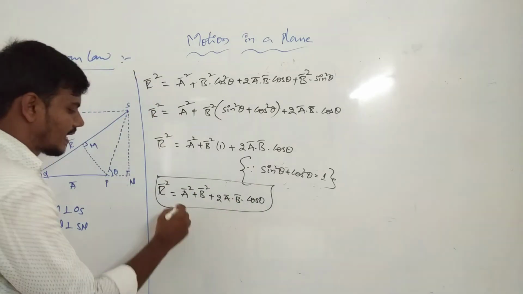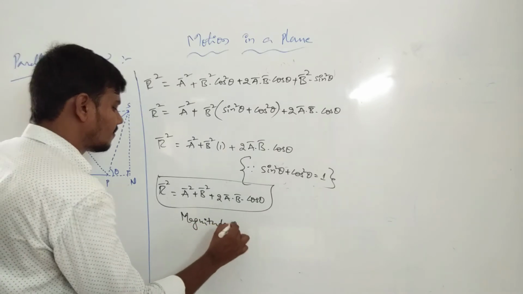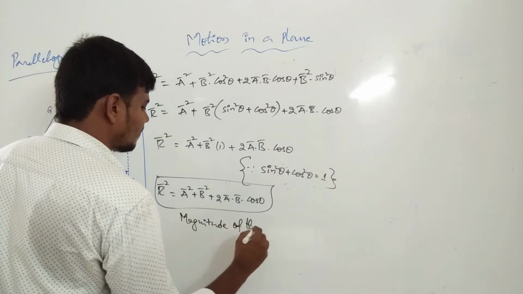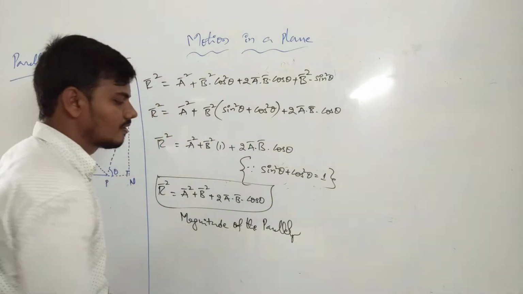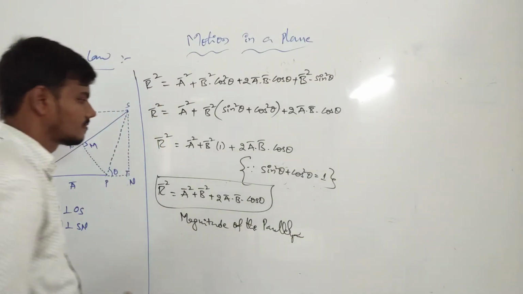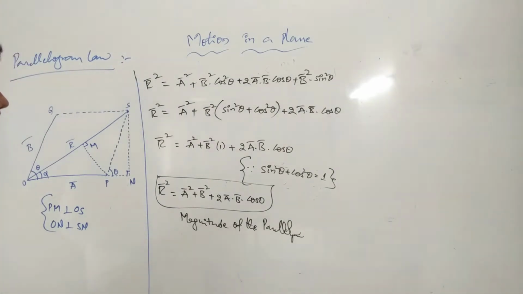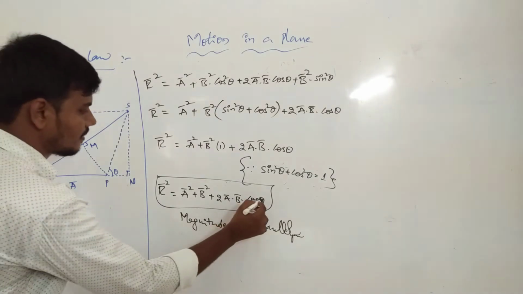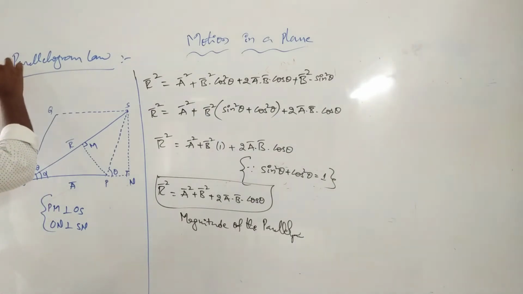Which one? Magnitude of the parallelogram. Okay, this is the magnitude of the function: R bar square is equal to A bar square plus B bar square plus 2 A bar B bar cos theta. This is the representation of our magnitude. Very, very important. This function is in our IP. Now this is the magnitude.